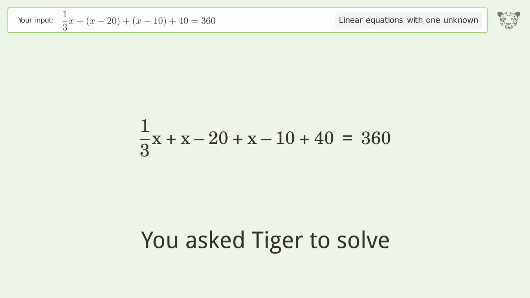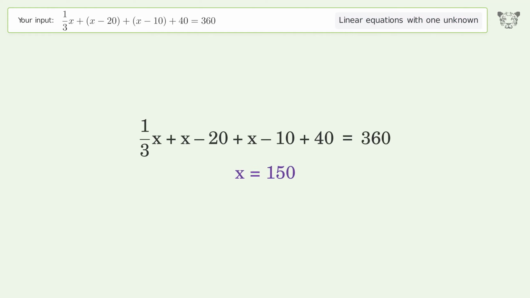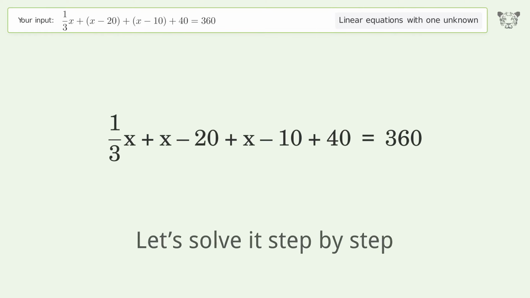You ask Tiger to solve. This deals with linear equations with one unknown. The final result is x equals 150. Let's solve it step by step.